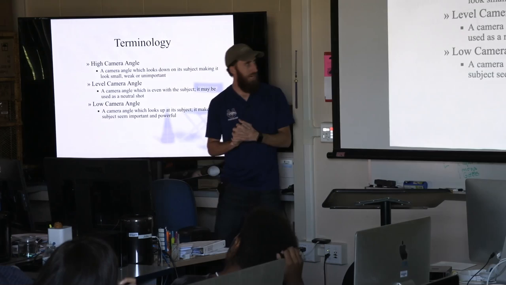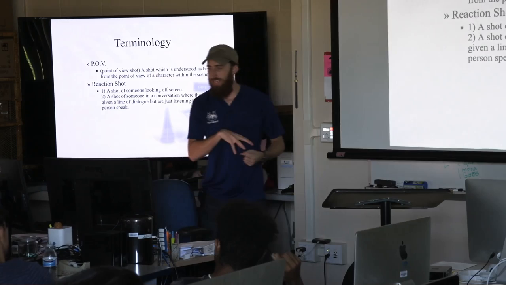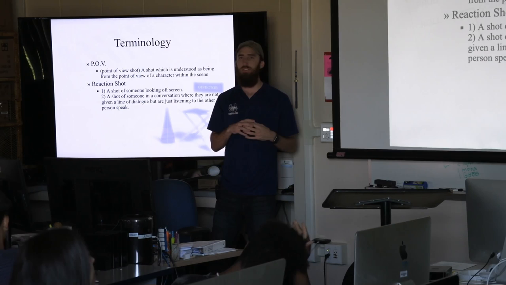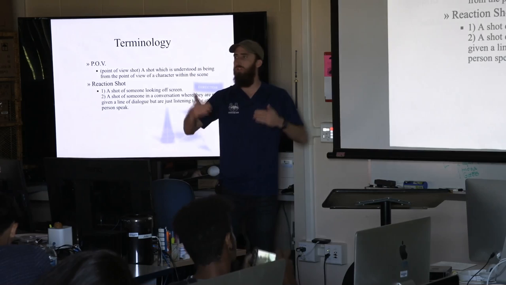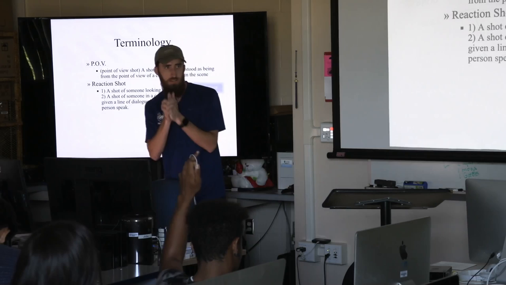So those are the different camera angles. There are two other types of shots that don't have to do with the distance you are from a subject. It's what you're trying to elicit emotionally from your audience as a result of how the shot is portrayed. The first thing we have is a POV, or point of view shot. A POV is a shot which is understood as being from the perspective of the character within the scene.